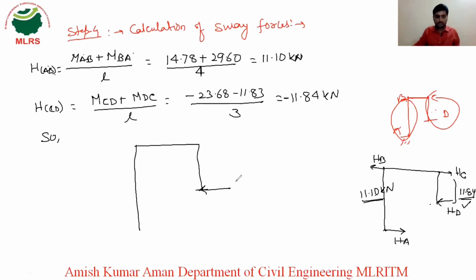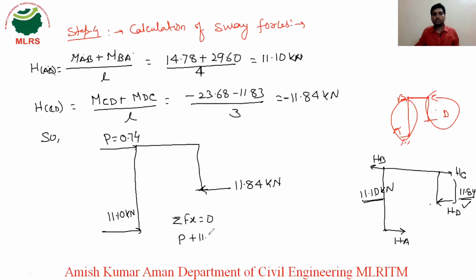In this direction the force is 11.84 kilonewton. Here in this direction the force is 11.10 kilonewton. So to counterbalance this 11.84, there will be an additional force, call it the P force, and that value will be 0.74. How did you get this value? You get it from summation of Fx equal to 0, that is P plus 11.10 equal to 11.84. By solving this equation, you get the P value as 0.74 kilonewton.